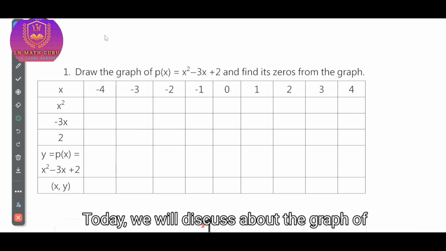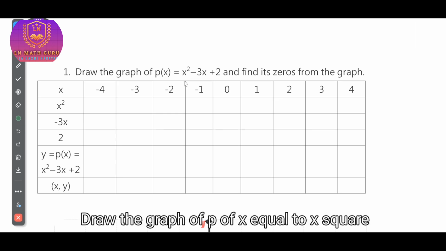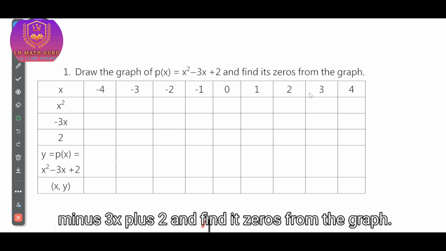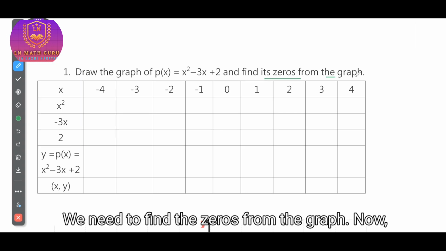Today we'll discuss the graph of a polynomial. So let us see one example. Draw the graph of p of x equal to x square minus 3x plus 2 and find its zeros from the graph. We need to find the zeros from the graph.